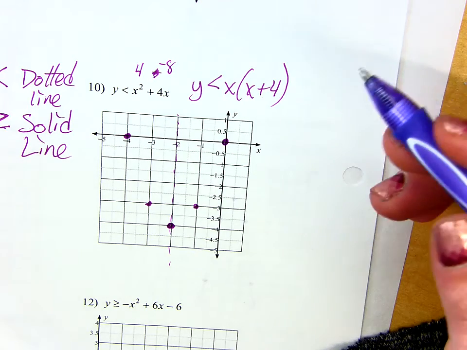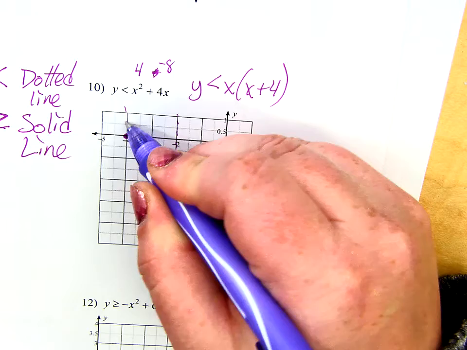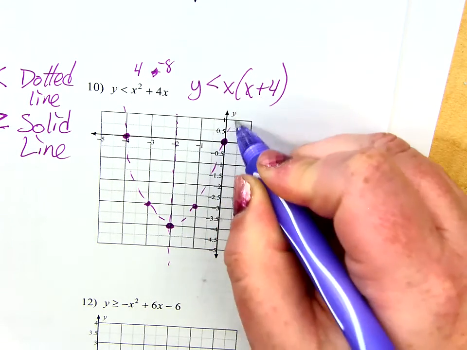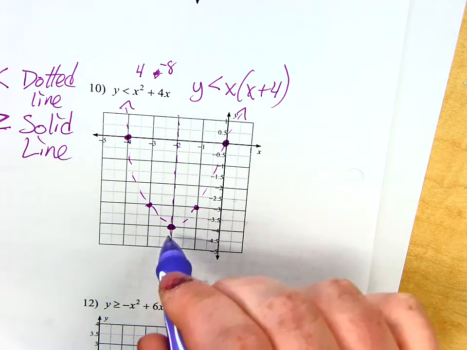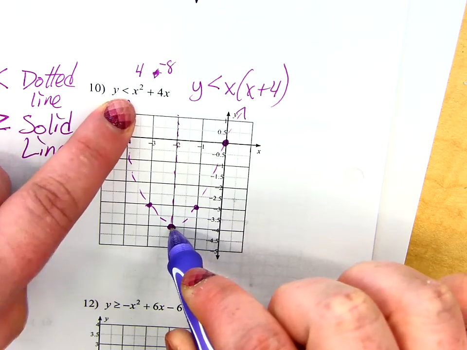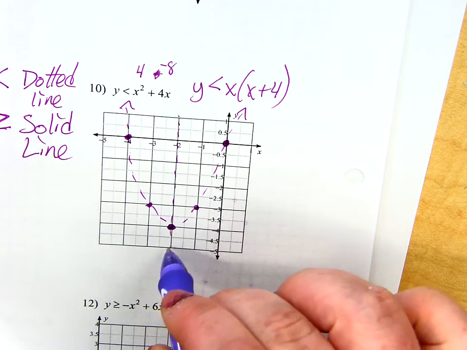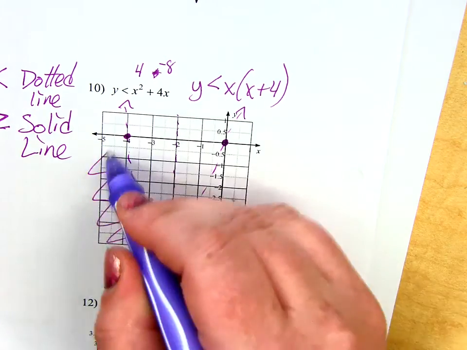Do I connect this with a dotted or a solid? Dotted this time. And make sure it's clear that yours is dotted. And now, as far as the shading goes, put your pencil on the vertex. Look at what the original says. y is less than. So where would I shade? I'd shade down. And down really is everything outside of the parabola.